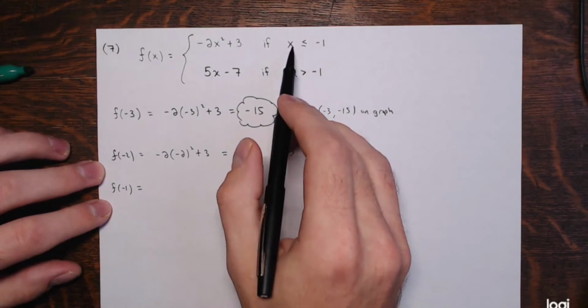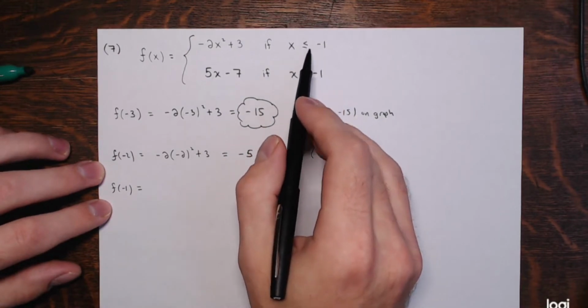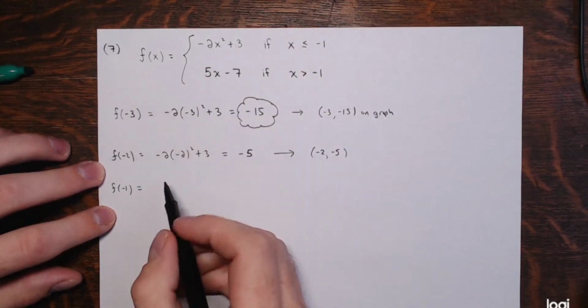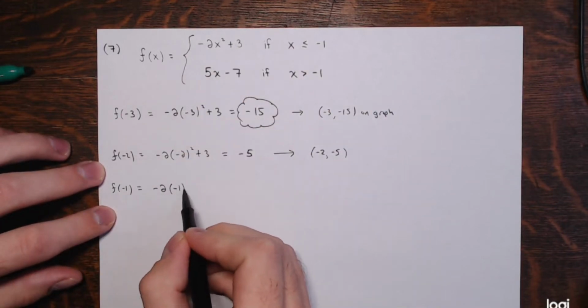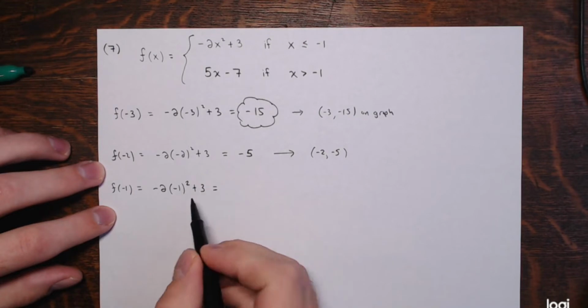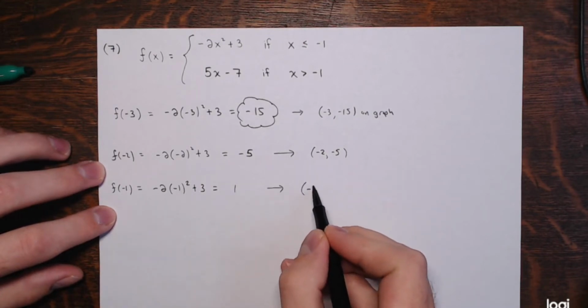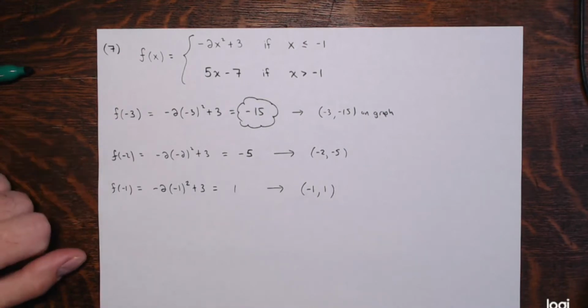Negative 1 is still less than or equal to negative 1, right? This first piece, because of the equal part, is satisfied. So I'm still in the first piece. Negative 2 times negative 1 squared plus 3. Oh, that's negative 2 plus 3, that's 1. Right? So the point negative 1 comma 1 should be on the graph.